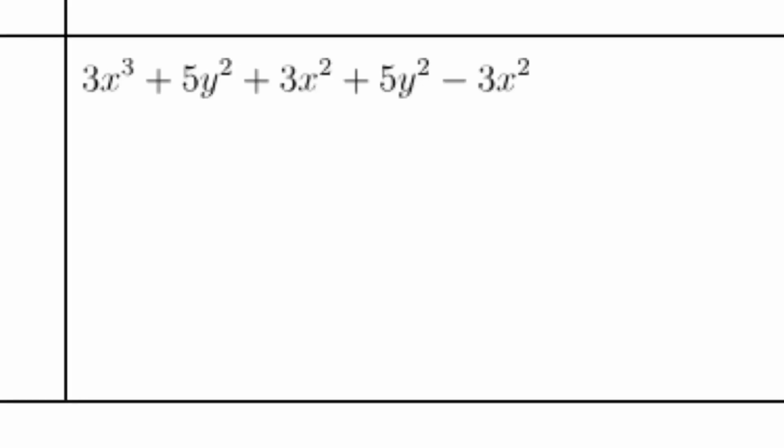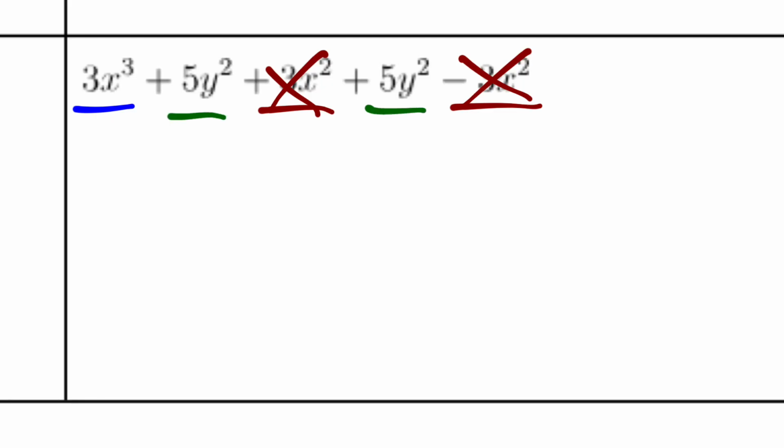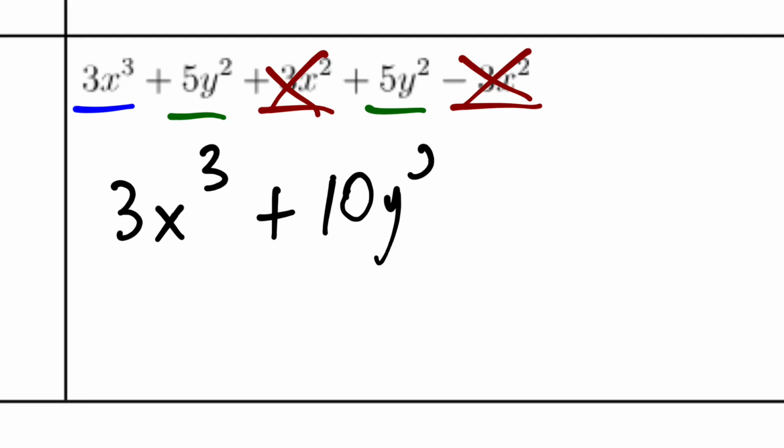Here I'm looking for x cubed terms. There's only one. And then if I look at the x squared terms, plus 3 and minus 3 actually cancel each other out, because 3 minus 3 is 0. And finally, I have the y squared terms. Those can be combined. So 3x to the power of 3 plus 10y squared.